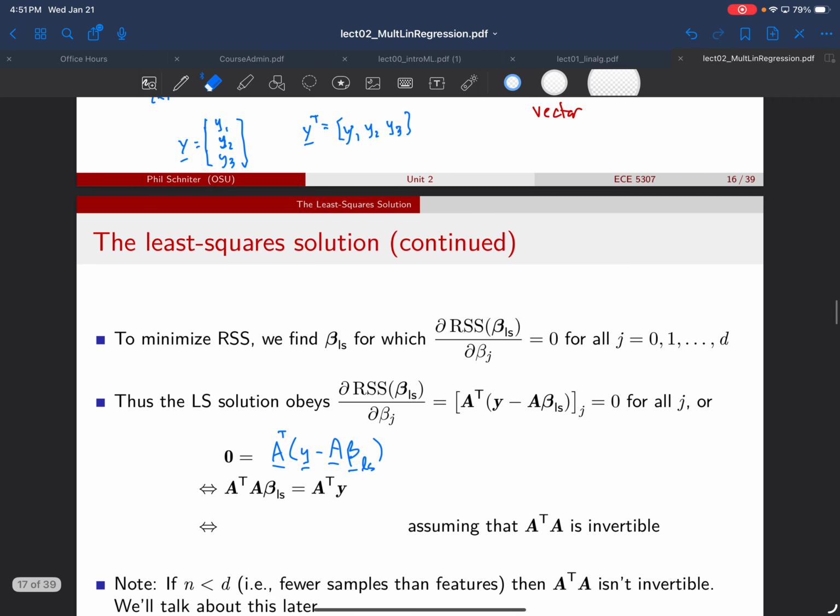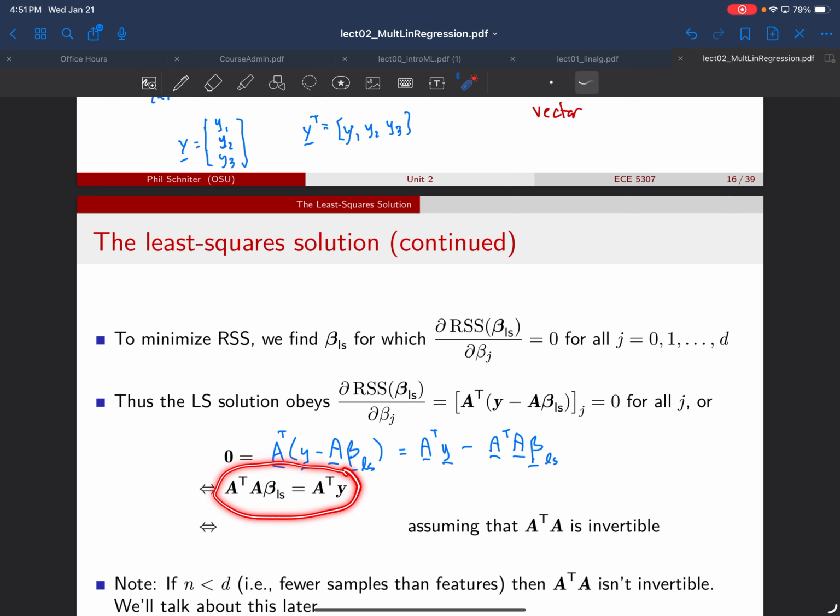And we could also expand out that expression, where we would have A transpose y minus A transpose A beta least squares. And then I could just move this negative term to the left side of the equation, and we get this equation. And then how do we do that last step? How do we extract beta least squares? So let me ask, is Connor Churin here? Yeah. So do you see how we can solve for beta least squares from here?